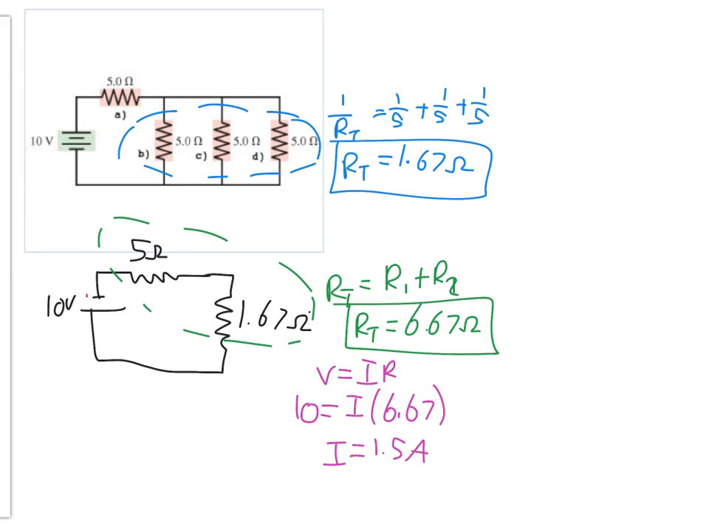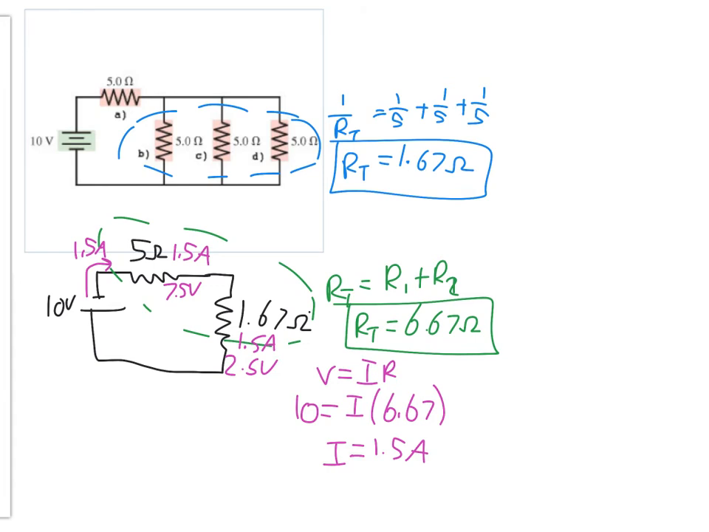So 1.5 amps is going to leave this battery, and I can use that then to solve for the voltage across these two resistors. And so the voltage across this first resistor here is going to get 1.5 amps and 7.5 volts. That means my other resistor here is going to get 1.5 amps as well, because that current continues on through, and its voltage is going to be 2.5 volts.